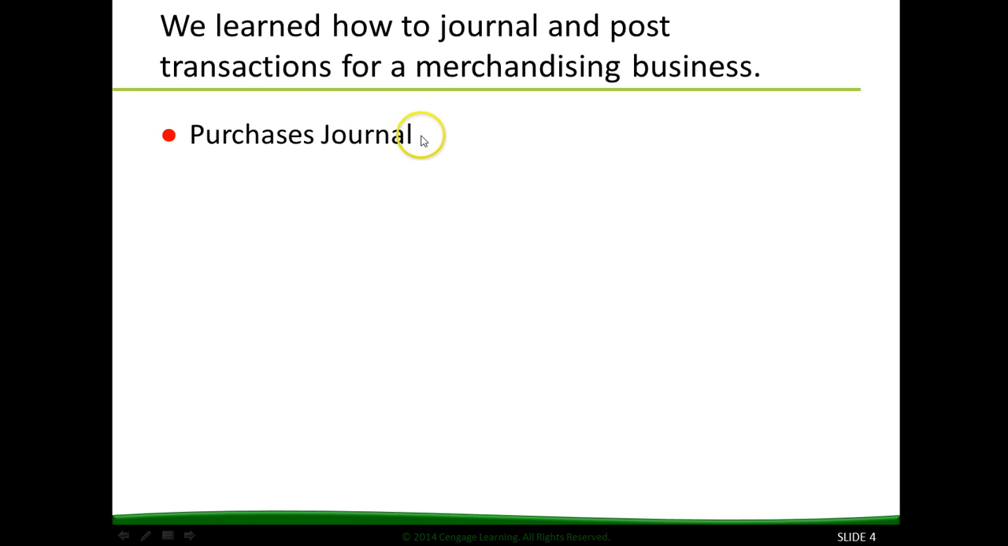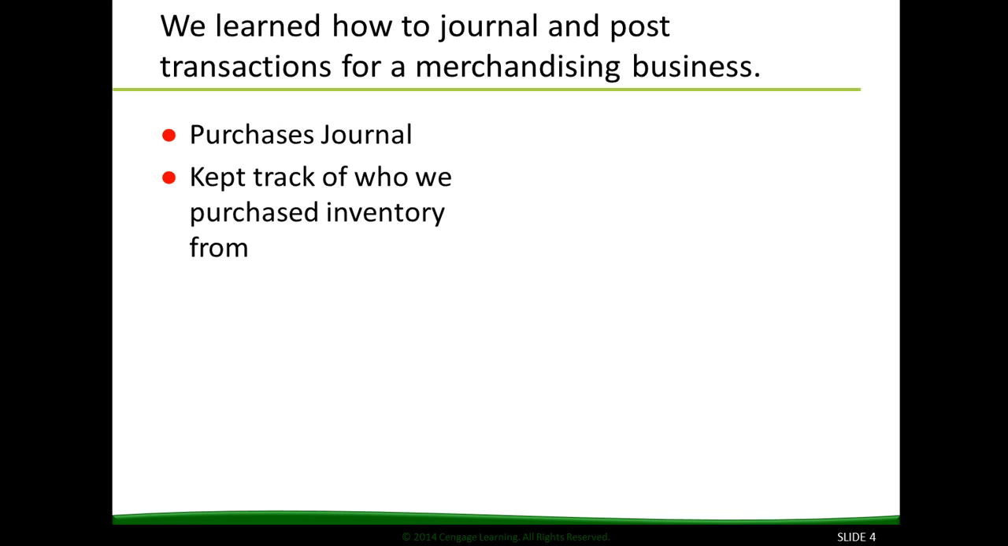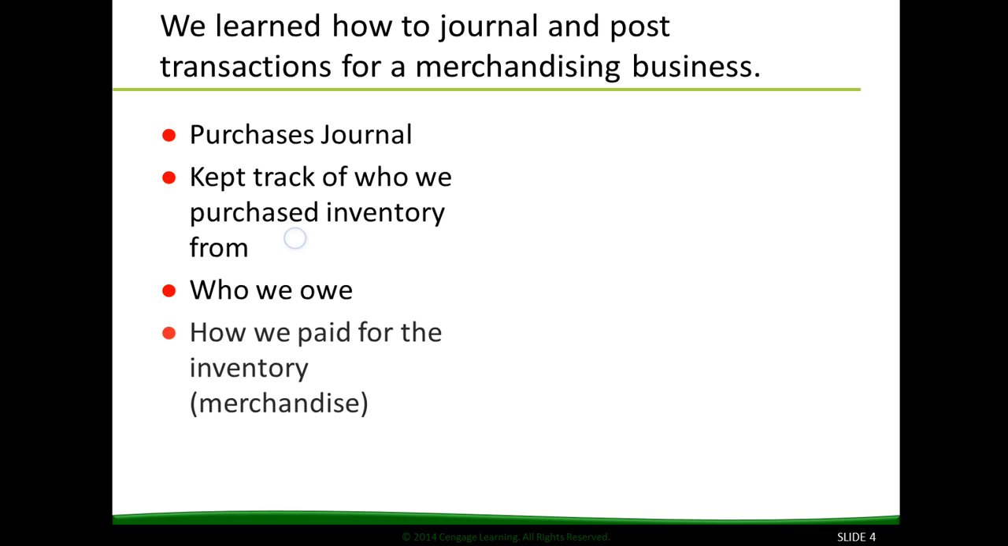The purchases journal kept track of exactly what we bought. We needed to do that. It kept track of who we purchased the inventory from, who we owed if they let us purchase it on account. Please write down in your notes what you think on account means. We are going to discuss more of that in this chapter.